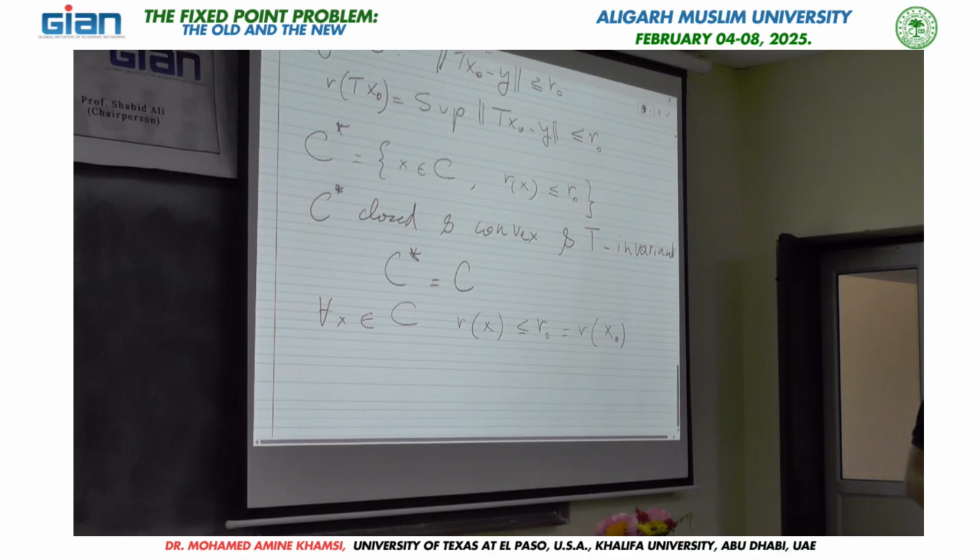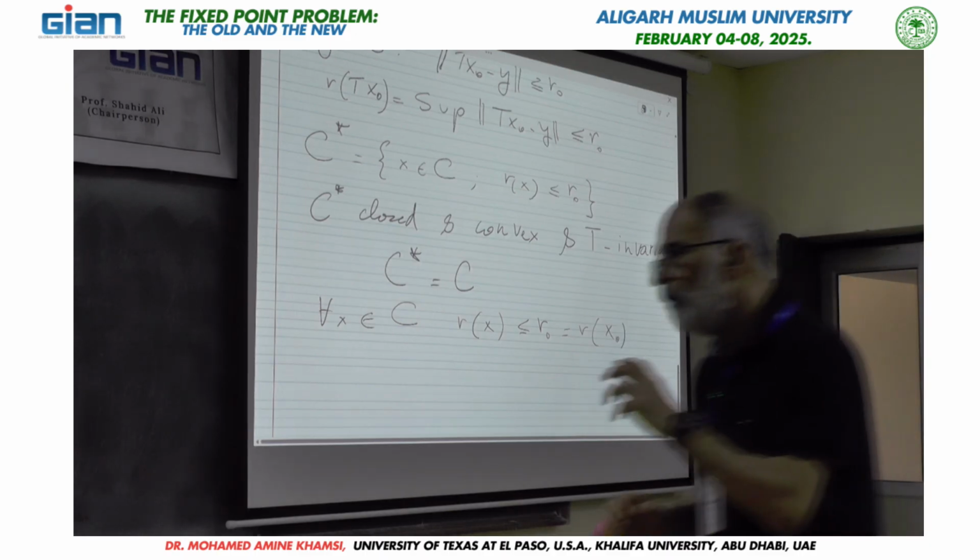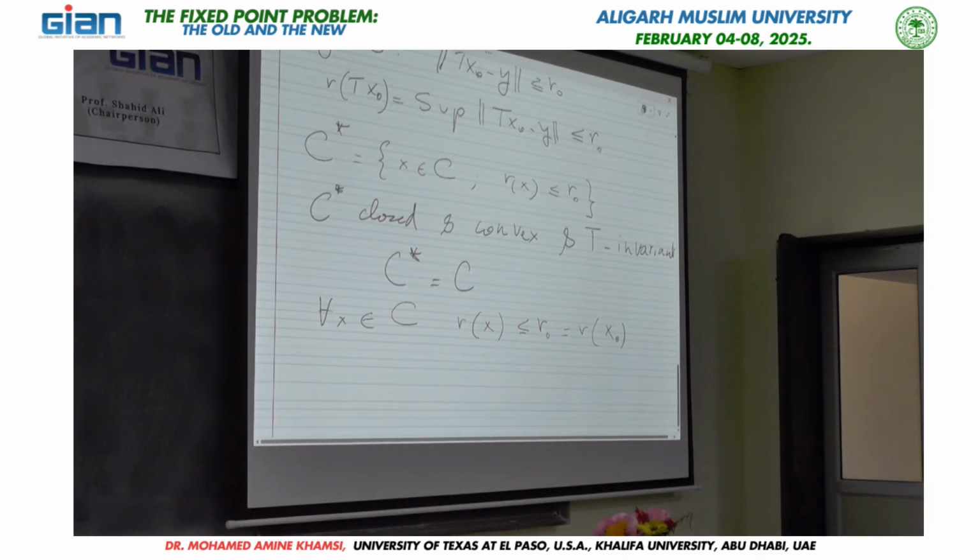That's Kirk, not Browder. Browder built another convex set by reducing the diameter. Kirk did not do that. He showed, in fact, that R of x is constant. And therefore, so we have R of x constant. But wait a minute.